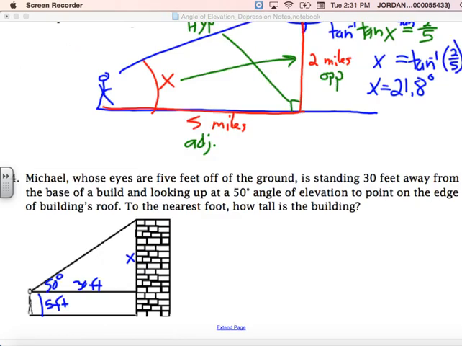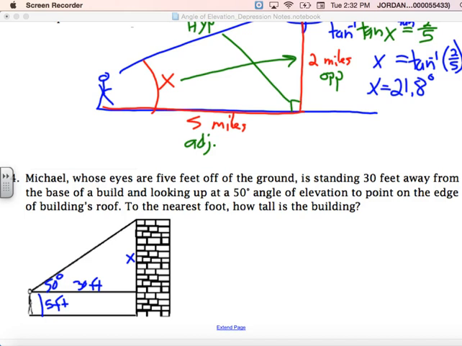Give it a try. All right, so this one's a little tricky. They added in a little thing at the end, but that's all right. We smart, we can figure it out. So Michael, whose eyes are 5 feet off the ground, that's the tricky part. They told you how tall he was this time, which is important whenever it's a situation where the distance isn't really high. Like the last problem, we were talking about 2 miles. Well, how tall the person is isn't really going to matter that much.